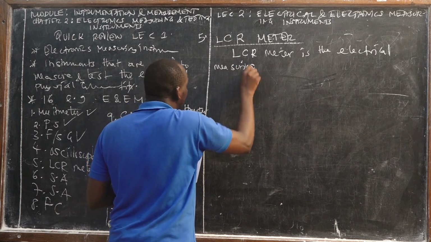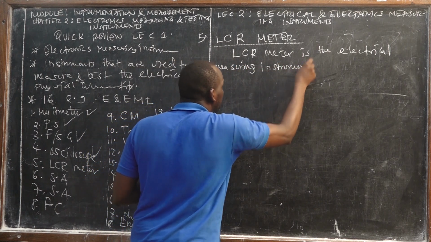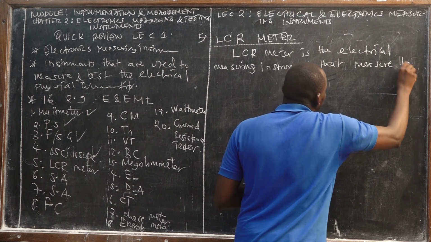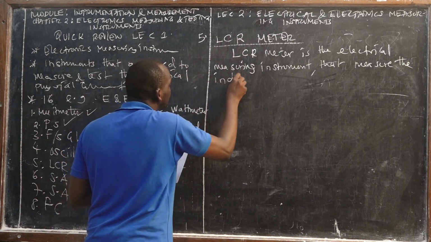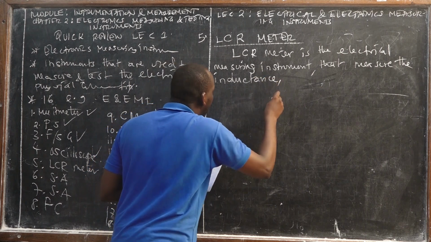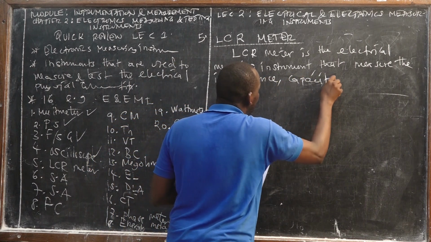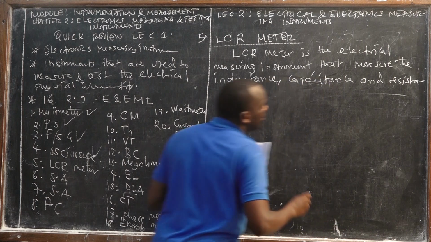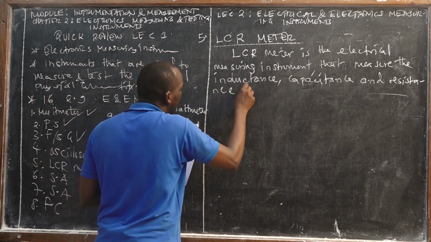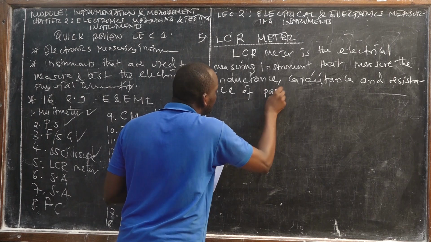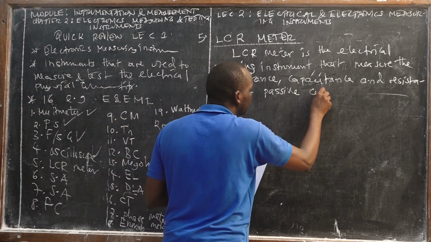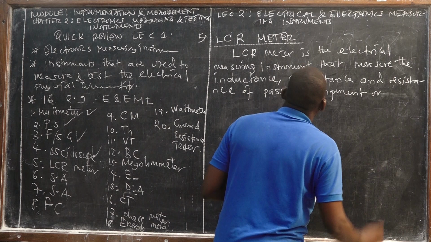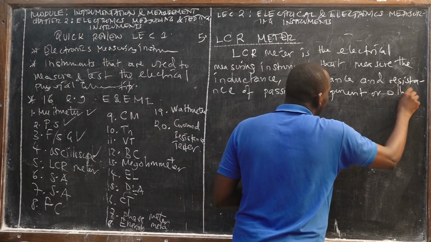According to its name, the LCR meter is an electrical measuring instrument that measures inductance. It can also measure capacitance and resistance of passive components, or what we call all other electric materials.